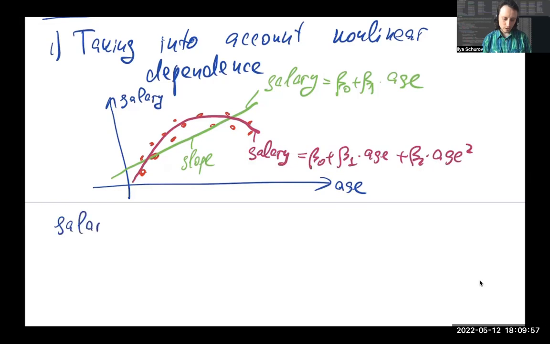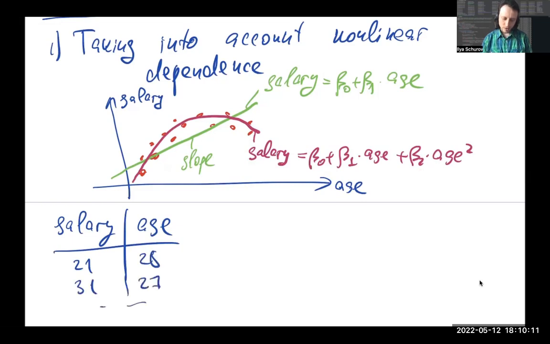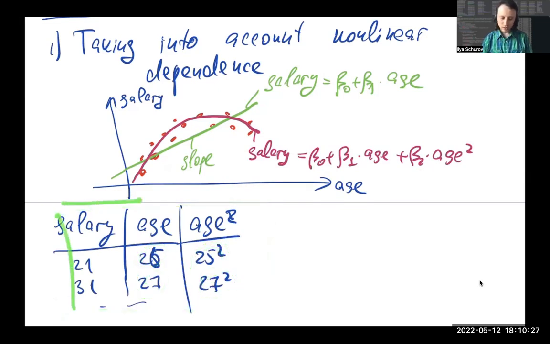So we had data like salary, age, and we have some numbers here. And then we can just add a new column, h squared, that is calculated just by taking a square of this column. And then you can fit a new linear model for this new data set. And you don't have to invent any new types of regression. This is the same linear regression, but applied to this new data set. And in this case, you can get a better approximation to your data.